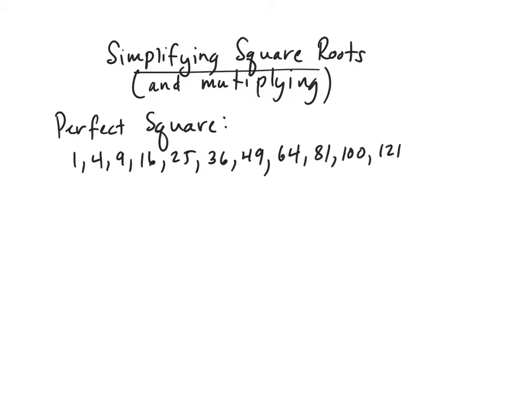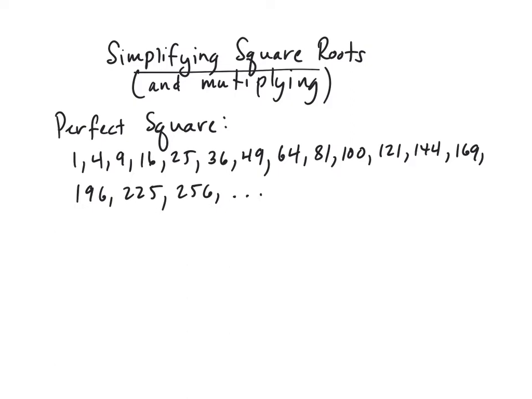That's 11 times 11. 144, 12 times 12, 13 times 13 is 169. 14 times 14 is 196. 15 times 15 is 225. 16 times 16 is 256, and so on. You need to be able to recognize these numbers to simplify square roots.